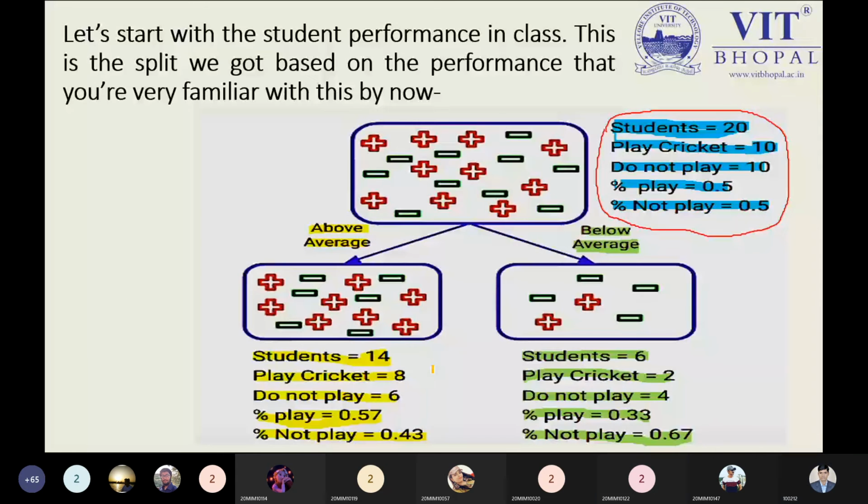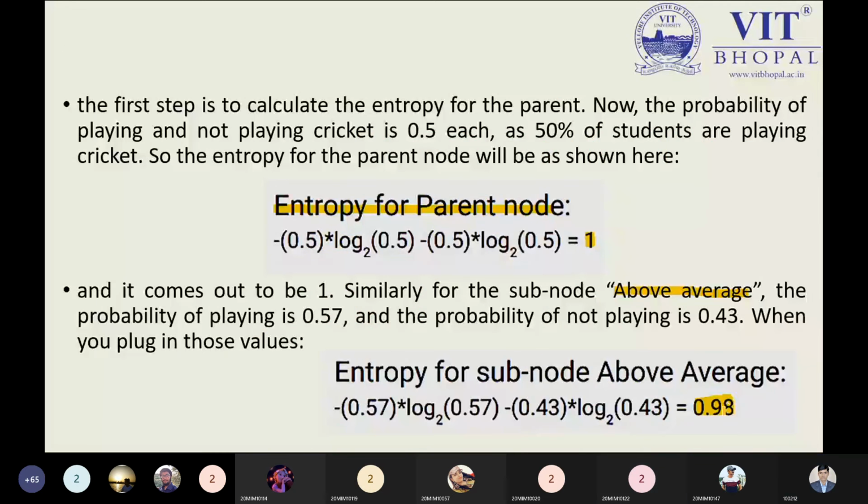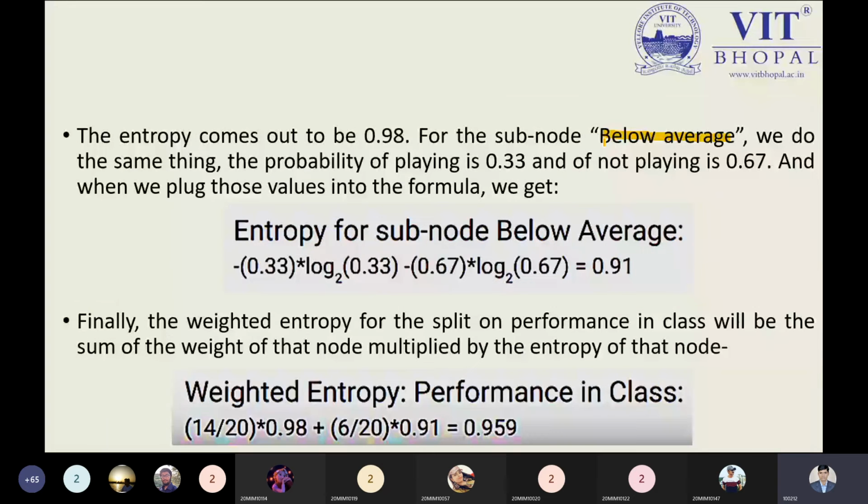Till now, any doubt in understanding the calculation of the entropy in this example? Okay. Like the above average, you have to calculate the below average part. Below average is our child node, and we have to calculate it. What we get is 0.91, where the probabilities were 0.33 and 0.67. So far, any doubt? Is it clear to all? Please ask me.